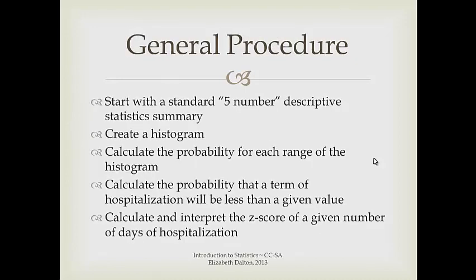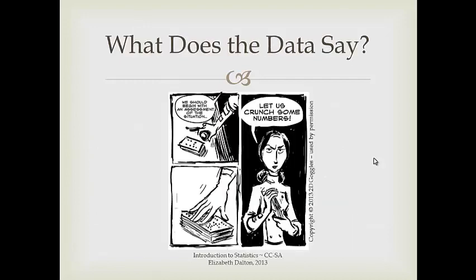We're going to start with a standard 5-number descriptive statistics summary. We'll create a histogram. We'll calculate the probability for each range of the histogram, the probability that a term of hospitalization will be less than a given value that we'll choose from our data set, and then calculate and interpret the z-score of a given number of days of hospitalization.